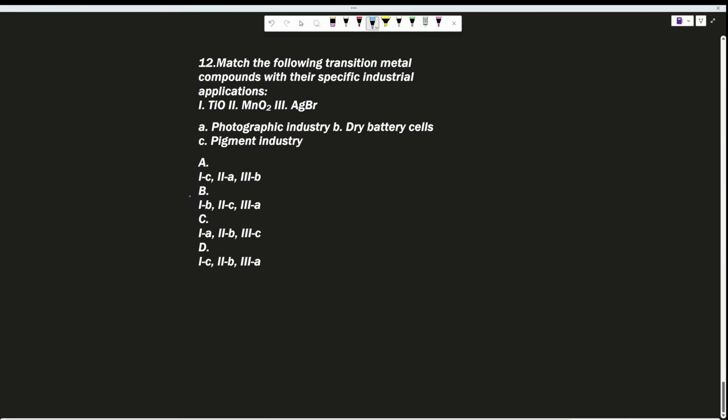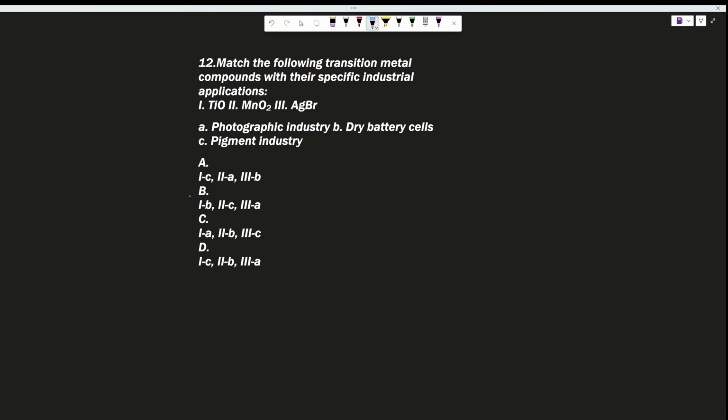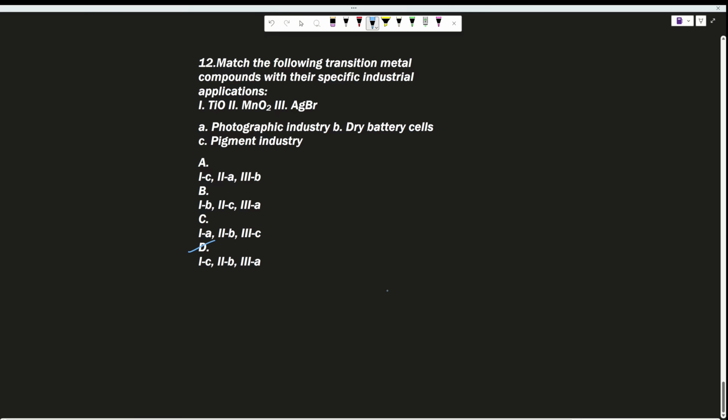Next one. Match the following transition metal compounds with their specific industrial applications. Here it is given as 1, 2, 3, and here A, B, C. First one, titanium oxide, TiO2, is used in the pigment industry. So 1 must be C. Then 2, MnO2, is used in dry battery cells, so 2 is B. And AgBr is used in photographic industries, so 3 is A. 1C, 2B, and 3A. So this is the answer.